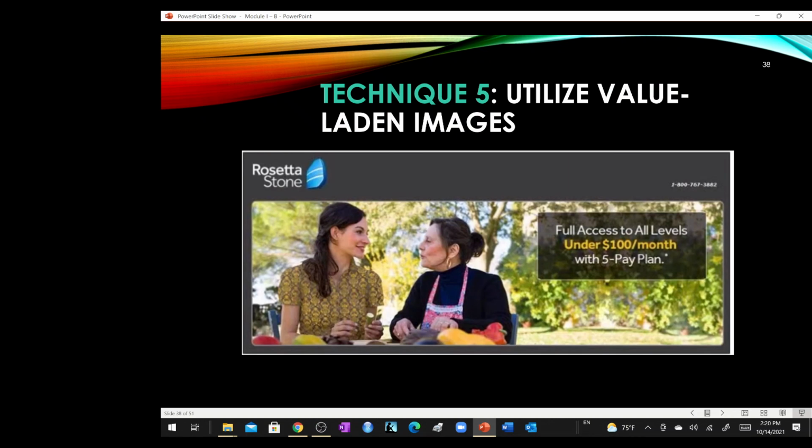Technique 5, utilize value-laden images. What are value-laden images? We're talking about beers, it's a beer bottle. We're talking about wine, it's a wine bottle. We're talking about wine, the email template is supposed to be not childish, because children can't drink wine.